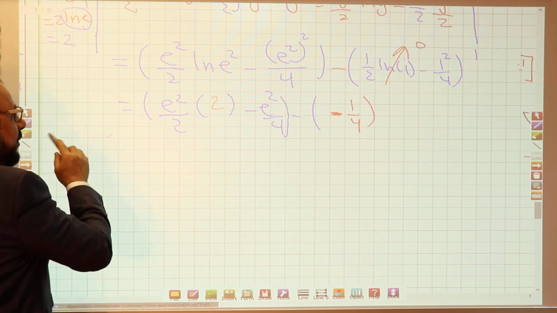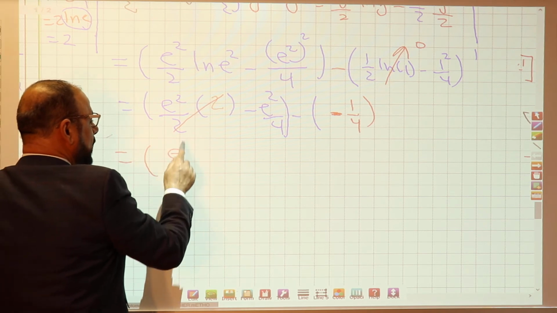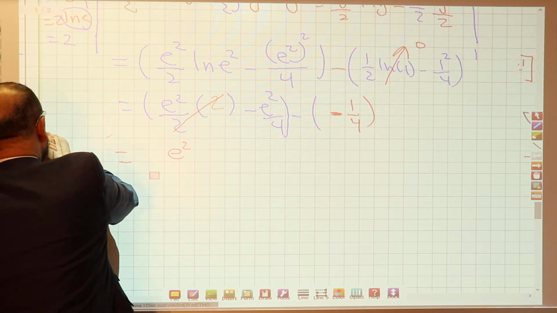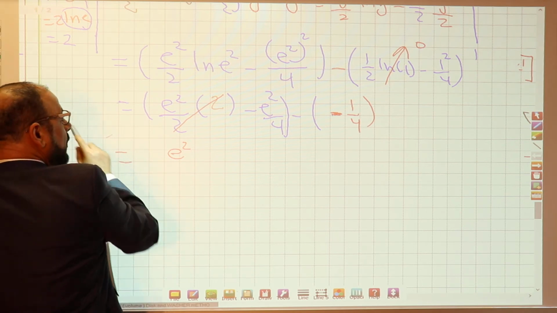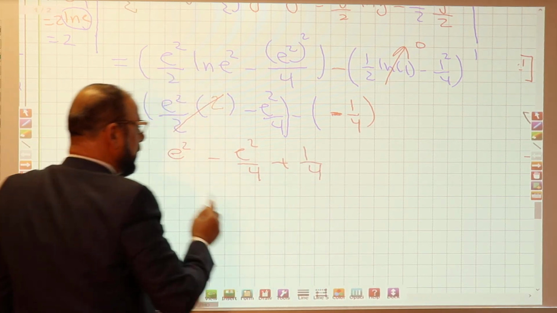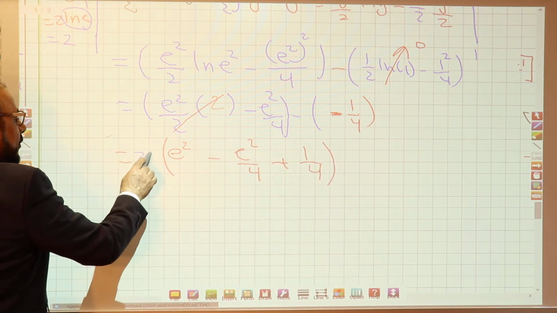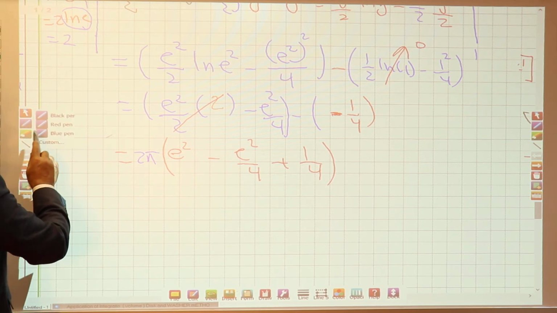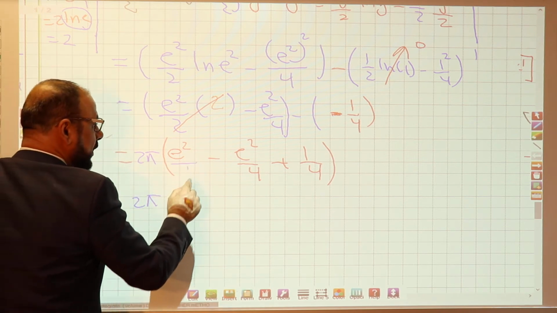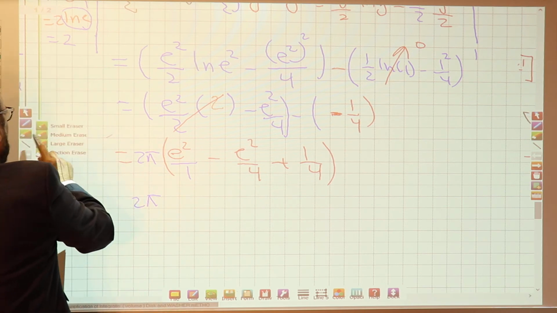Now simplify your answer. This cancels: e squared minus e to the 4 over 4 plus 1 over 4. And don't forget we have 2 pi from the beginning of the integration. Here we have 1, multiplied by 4 over 4, so this is e to the 4.